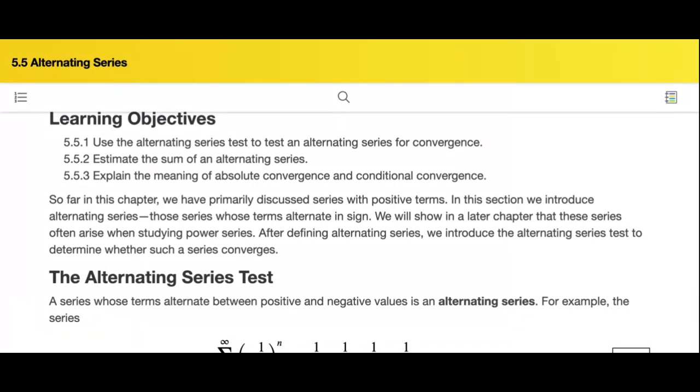So we're going to learn another test. It's called the alternating series test. So before I start, does anyone have any questions?